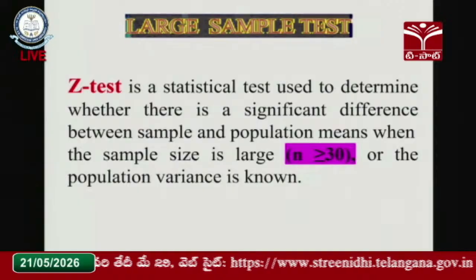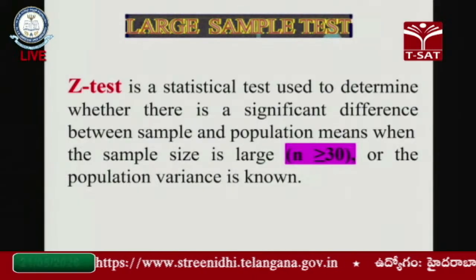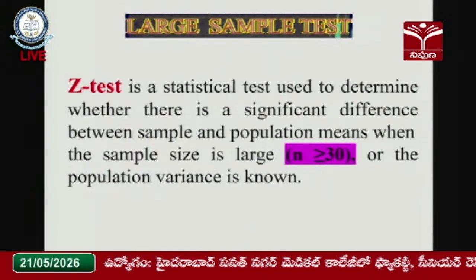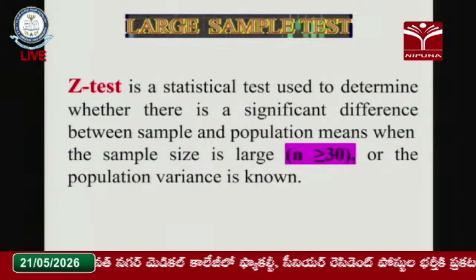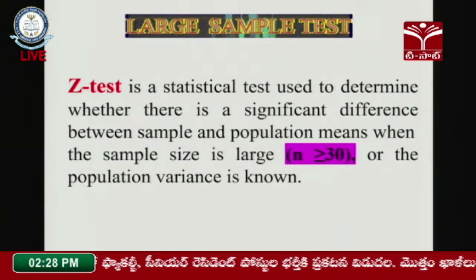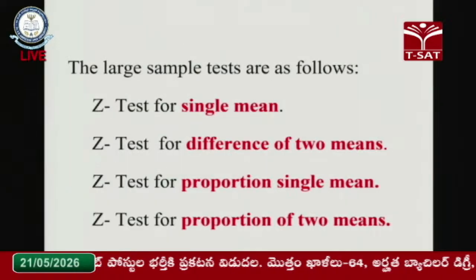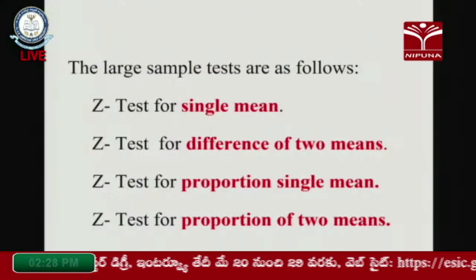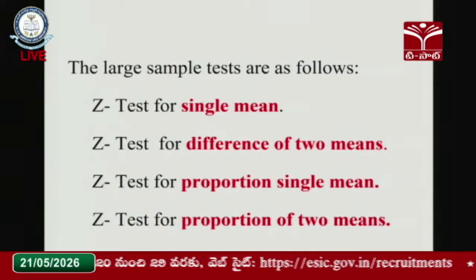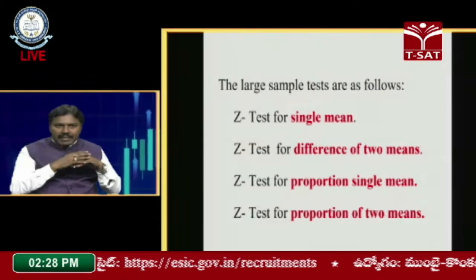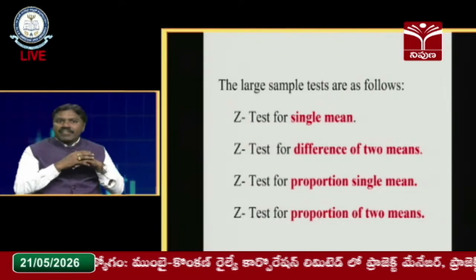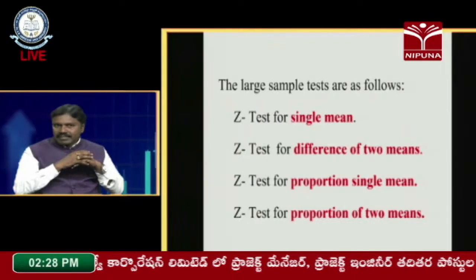The Z test is a statistical test used to determine whether there is a significant difference between sample and population means when the sample size is large or the population variance is known. In that case only we can apply it. Generally the large sample tests are as follows: Z test for single mean, Z test for difference of two means, Z test for proportion of a single mean, Z test for proportion of two means, and Z test for difference of standard deviations.